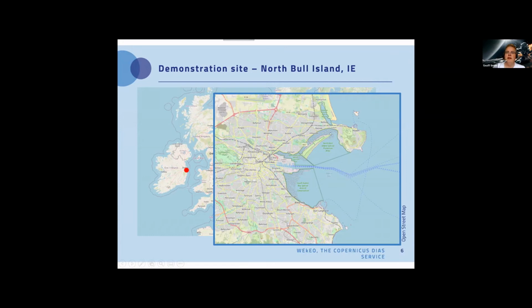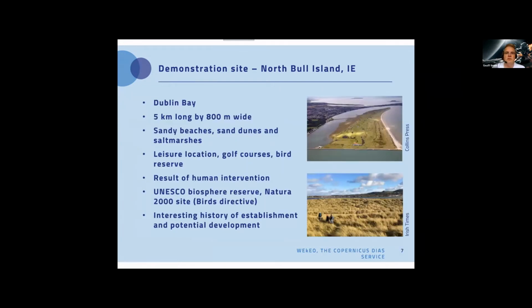And what we're going to look at is an area called North Bull Island here, which is a sort of sand spit which exists in the bay here, which has a really interesting history of how it came about and what it's been used for, etc. So just to give some more details there.